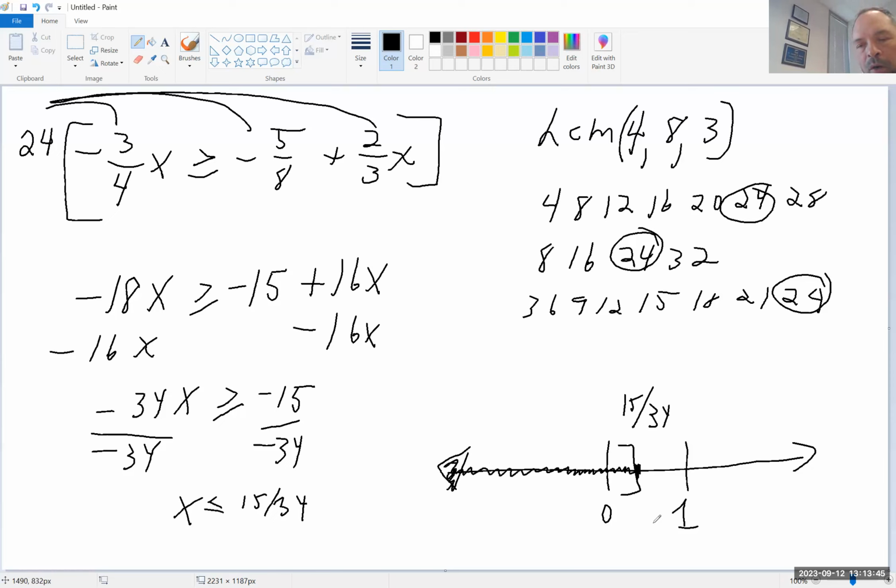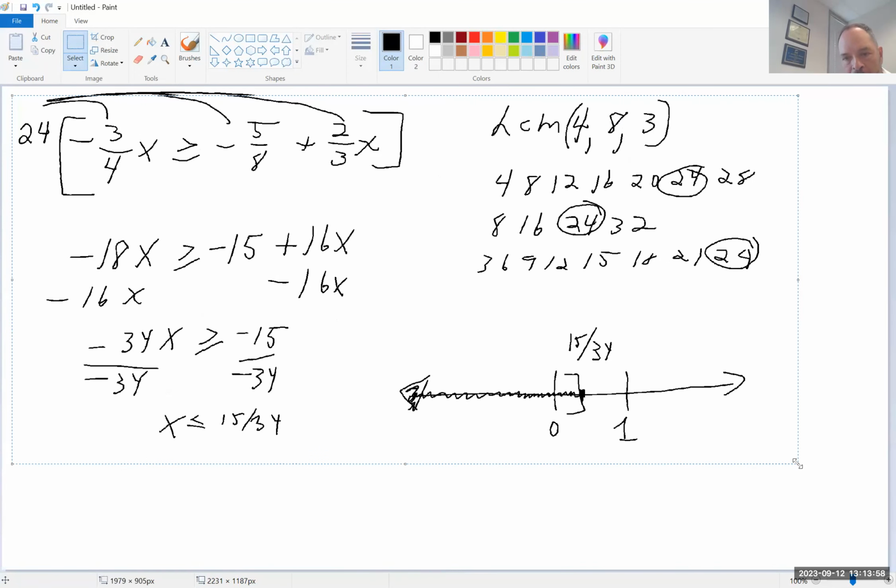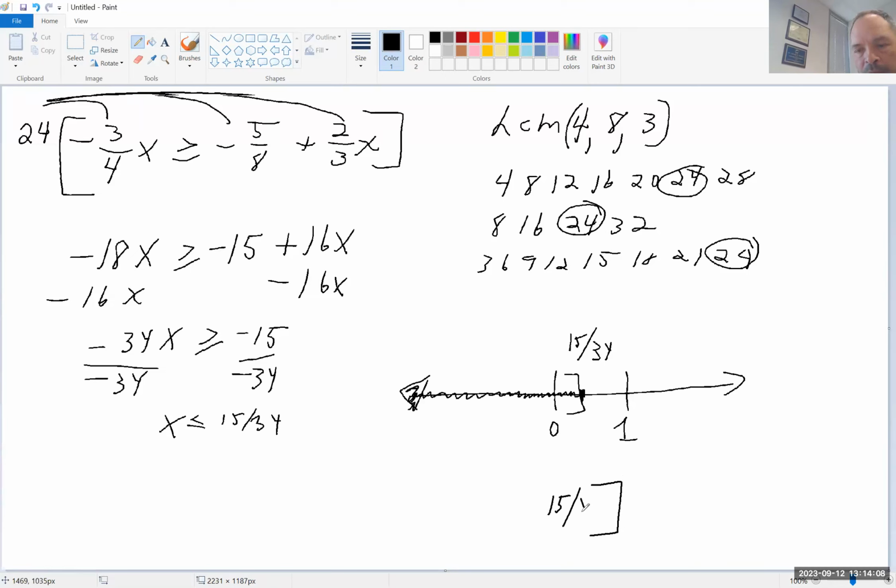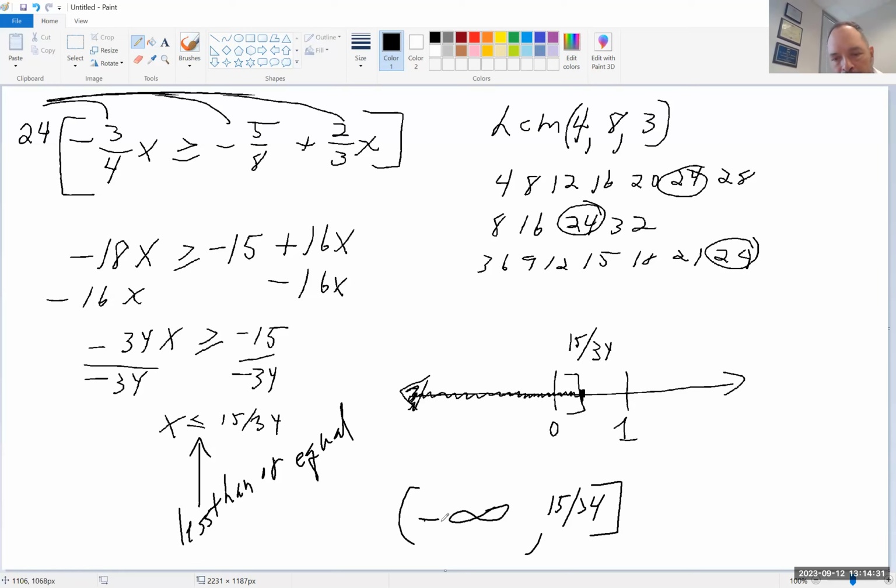And that helps me know that the way I show that with interval notation is by doing brackets, 15 out of 34, and again infinity on the left, minus, and we use the brackets whenever it's less than or equal. So that's how you do that.